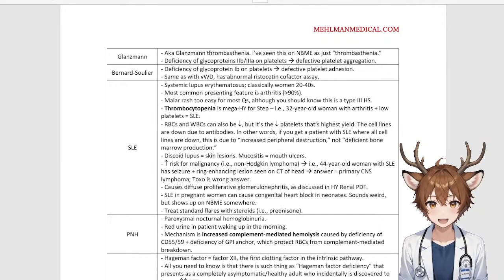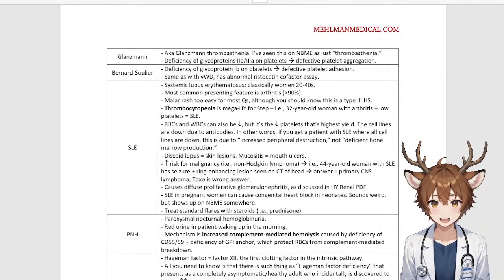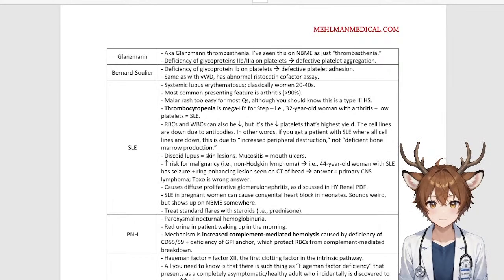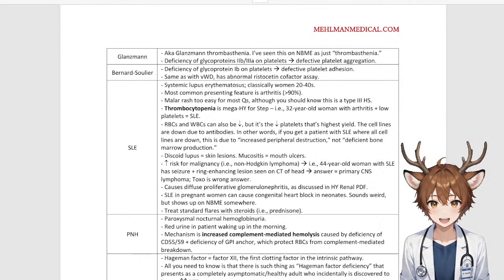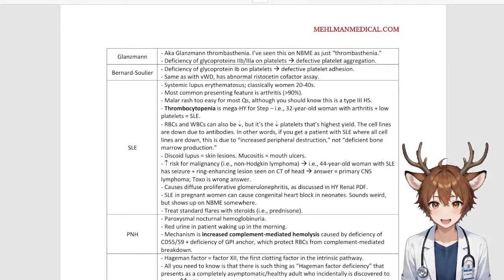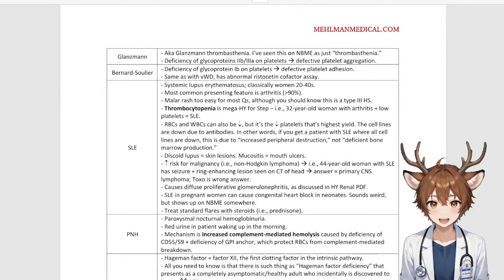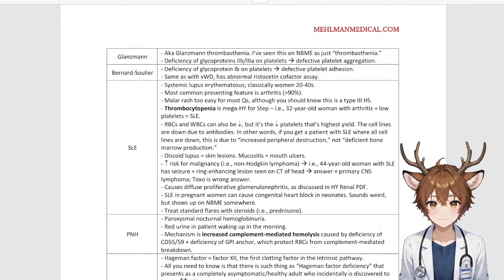Glanzmann, aka Glanzmann thrombasthenia. I've seen this on NBME as just thrombasthenia. Deficiency of glycoproteins 2b/3a on platelets, defective platelet aggregation. Bernard-Soulier syndrome, deficiency of glycoprotein 1b on platelets leading to defective platelet adhesion, same as with von Willebrand disease, has abnormal ristocetin cofactor assay.